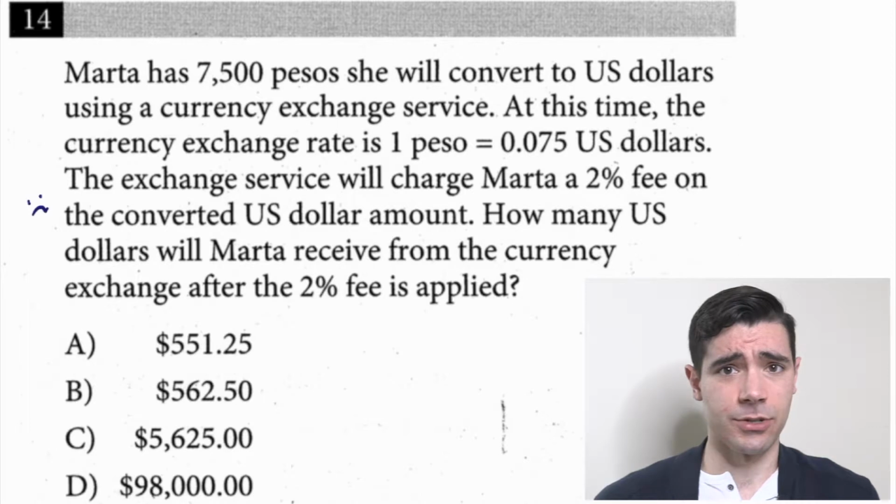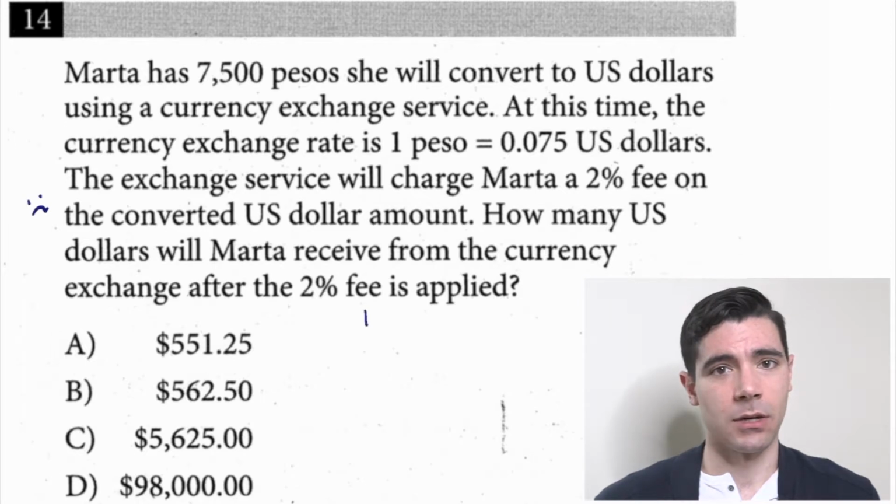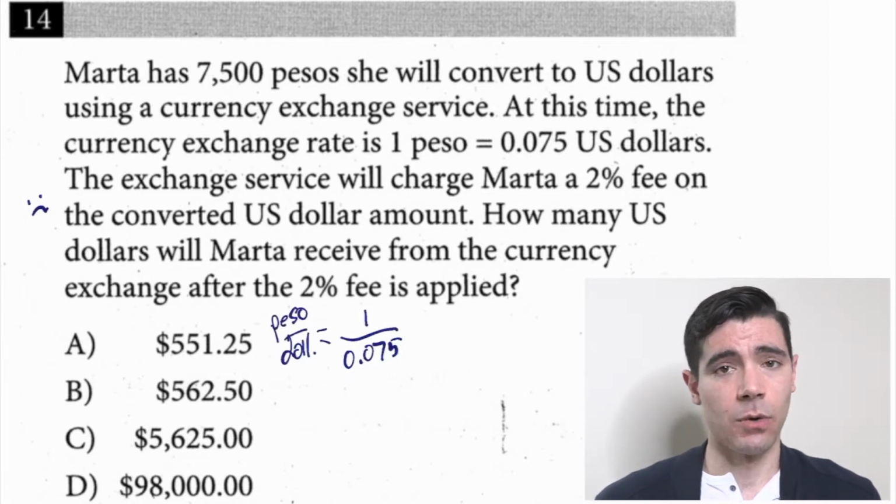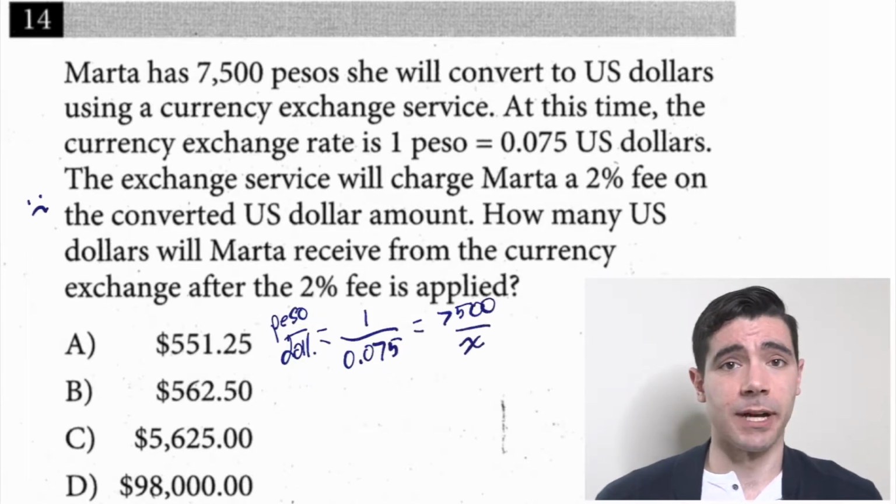Well, let's make sure we don't try to do this whole thing in one big step. First, we can figure out how many dollars worth of pesos Marta has. Well, we know that 1 peso would be the same as $0.075. So pesos over dollars equals that fraction. And then we could set that equal to 7,500 pesos over X dollars, because this conversion rate will remain the same. Now we can cross multiply.